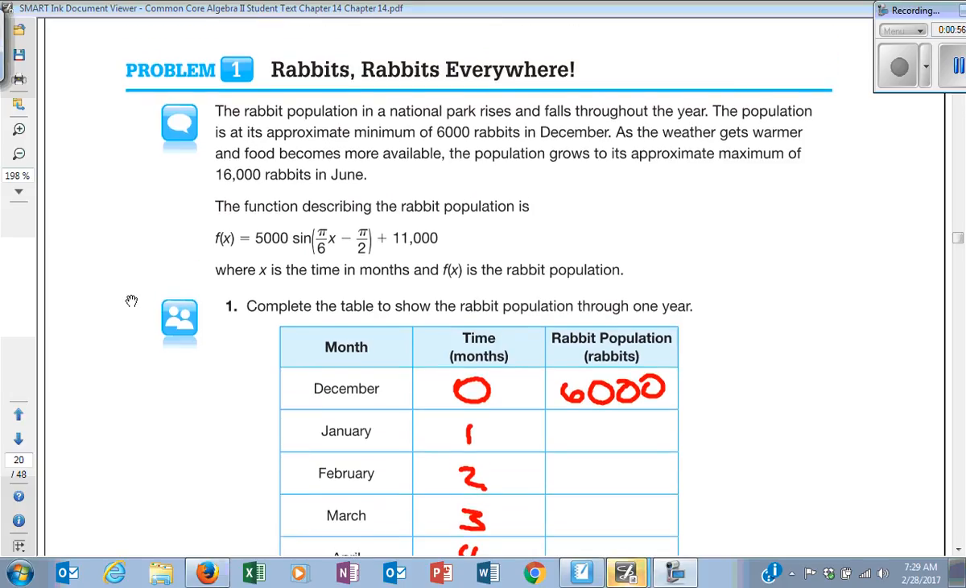So here we go. If you plug in 0 right here, this goes away and it turns into just a 0. So 0 minus pi over 2 makes this become 5,000 times the sine of negative pi over 2, excuse me. That's very important. Plus 11,000, which is the formula they gave us. We're just plugging in.